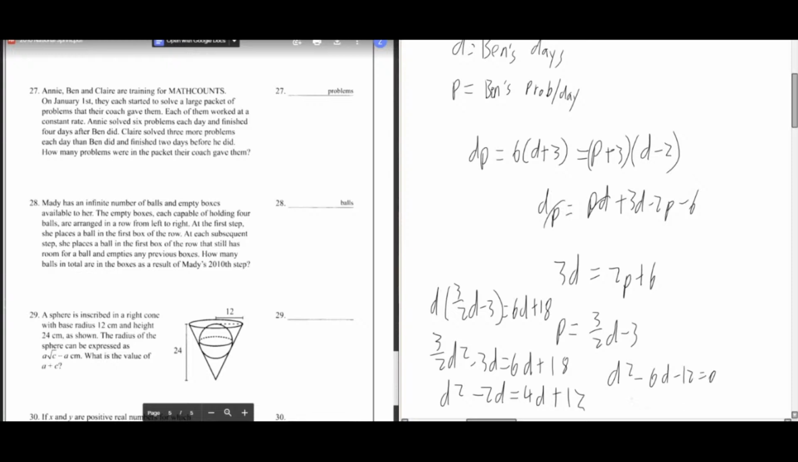And it's going to be d. Wait, is this even factorable, Austin? Did I do something wrong? I don't think this gives an integer factor.